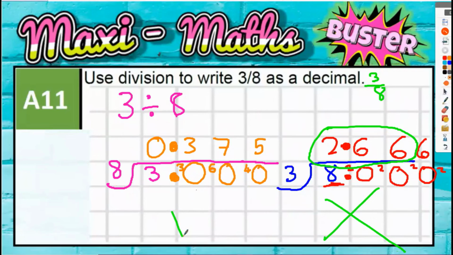0.375 is less than a whole one. That does make sense, and that is the correct answer. So final answer for this one, 0.375.